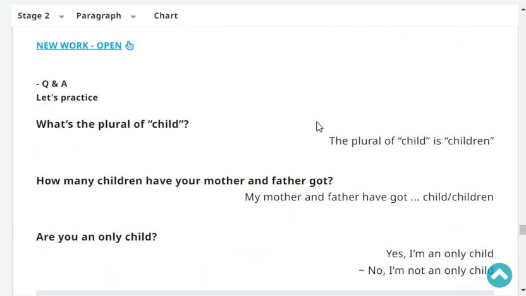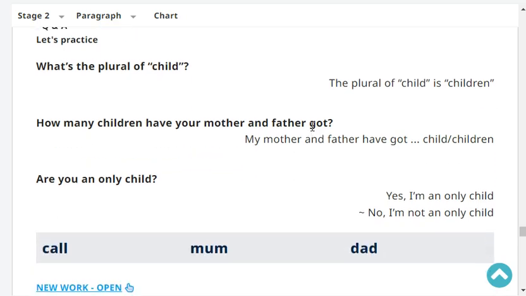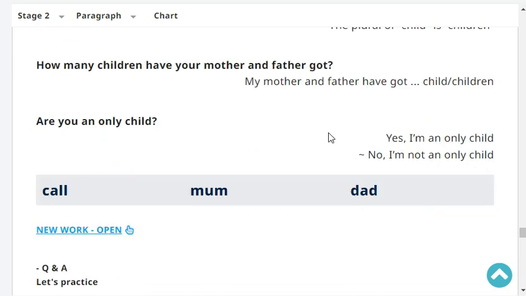What's the plural of child? The plural of child is children. How many children have your mother and father got? My mother and father have got three children. Very good.